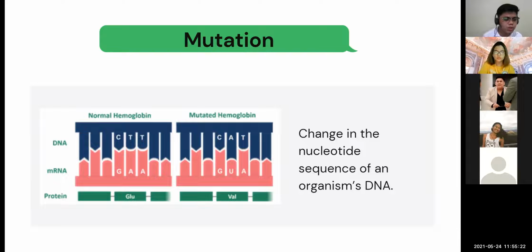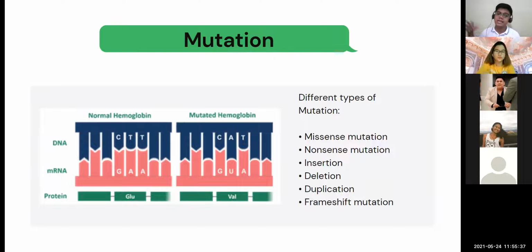Okay, so is it a change in the entire sequence of the DNA? No, it is a change in the sequence of DNA. It can be a point change, or just one base change, or several bases are changed. There are different types of mutation: missense, nonsense, insertion, deletion, duplication, and frame shift mutation. Basically, these types of mutation change the way the cells read the DNA sequence.